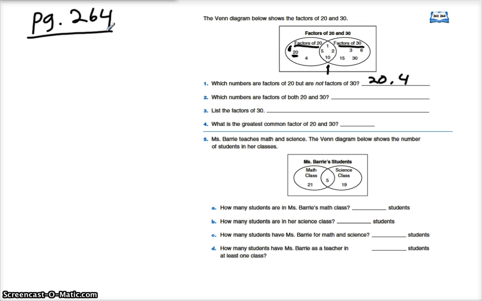Which numbers are factors of both 20 and 30? When we look at things that both have, we look at where the ovals intersect. So I have 1, 2, 5, and 10.